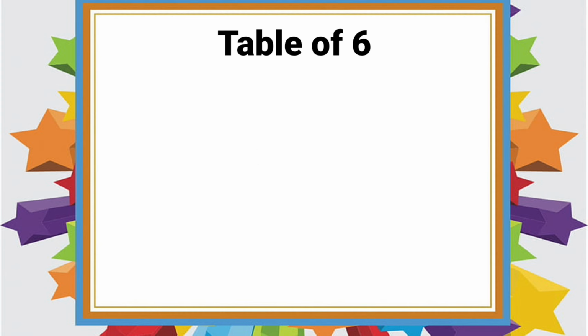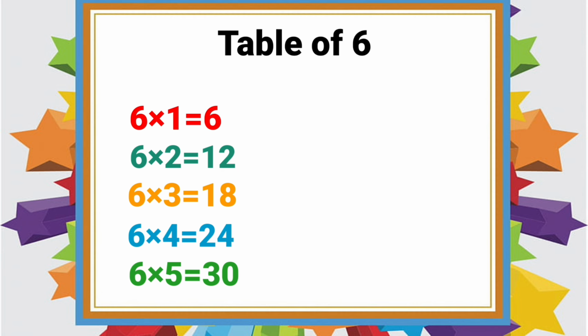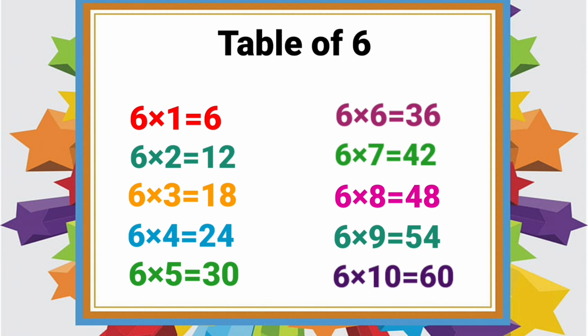Table of 6. 6 ones are 6. 6 twos are 12. 6 threes are 18. 6 fours are 24. 6 fives are 30. 6 sixes are 36. 6 sevens are 42. 6 eights are 48. 6 nines are 54. 6 tens are 60.